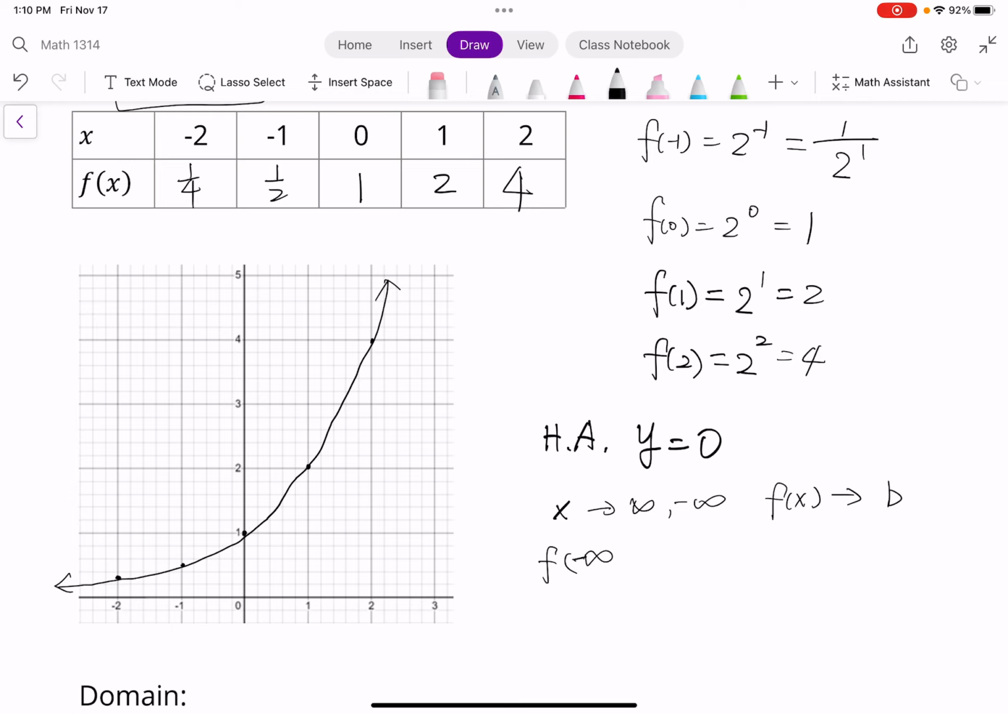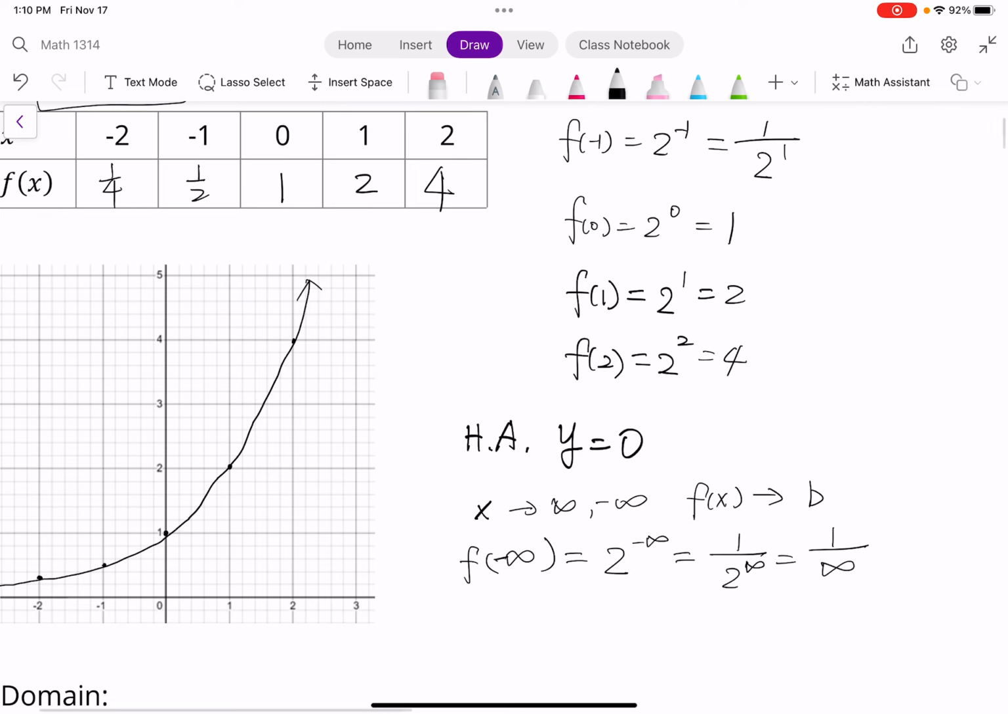I can input negative infinity in my function. So 2 to the negative infinity: negative power, bring the 2 to the bottom. I have 1 divided by 2 to the infinity. 2 to the infinity is infinity. So 1 divided by a huge number approaches 0. Because I know 1 divided by 1,000,000 is 0.000001. So as my bottom approaches infinity, my number here approaches 0. Okay, so the horizontal asymptote is y equals 0.